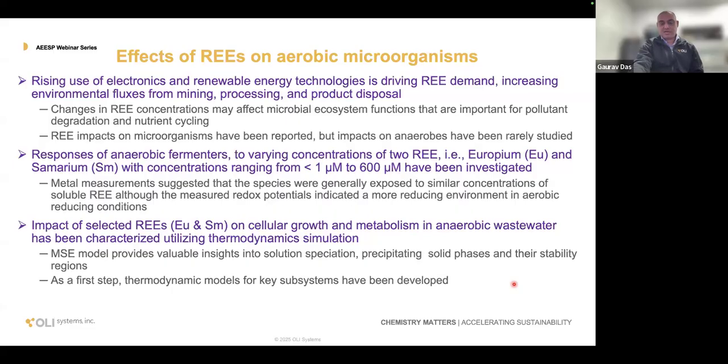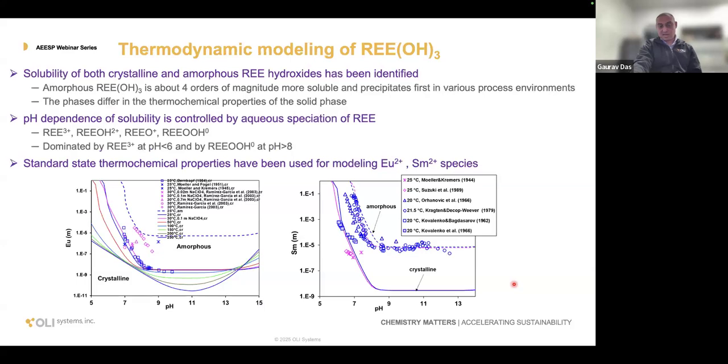As the first step in solving this problem, the key subsystems have been identified and thermodynamically modeled. Here I present the results for rare earth hydroxides, europium and samarium hydroxide, which are key subsystems. Rare earth hydroxide could precipitate in two forms, either amorphous or crystalline. Amorphous solubility is four orders of magnitude higher than the crystalline, and the transition from amorphous to crystalline is a kinetically driven phenomenon and happens over time.